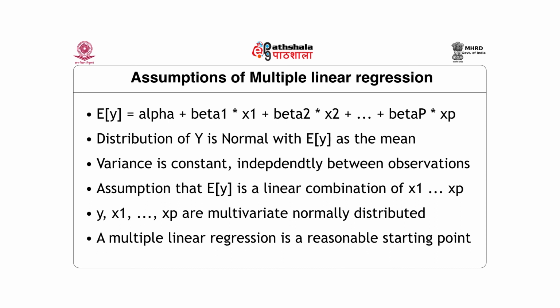The distribution of y is normal, and the expected value of y should be the mean, and the variance is constant. And the other thing is that y, x1, xp are all multivariate normally distributed. If these could be spread onto a space, you could conceptualize a three-dimensional hill for three variables. That will give you a sort of normal distribution of the two variables.